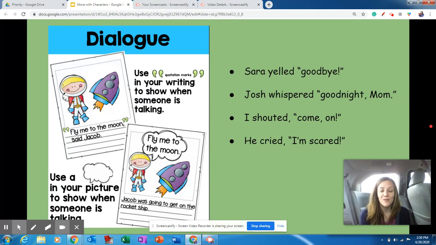The other thing that we could do with characters is make them talk. And this is called dialogue. This really big word right up here called dialogue. We can make characters talk two ways. One of the ways is by using speech bubbles, which you guys are really familiar with. And the other way is by using quotation marks, just like they show you here in this first example. "Fly me to the moon," said Jacob.